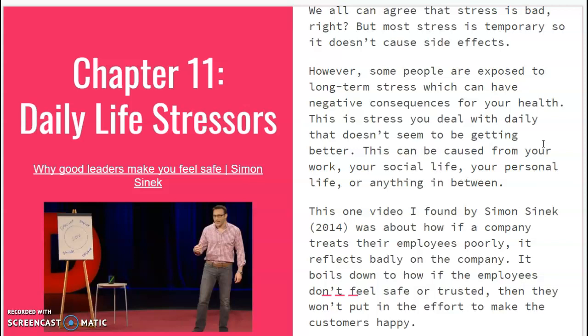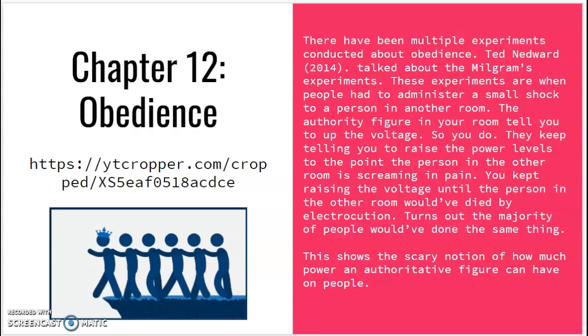So, there's this one person, Simon Sinek, who talks about this specifically and how if your employees don't feel safe or respected in the work environment, it's going to reflect poorly on the company because they're not going to treat their customers right. So, make a safe environment for your workers if you want to get the business. Alright, so chapter 12, obedience.